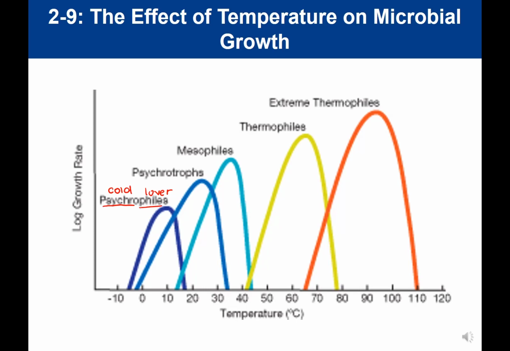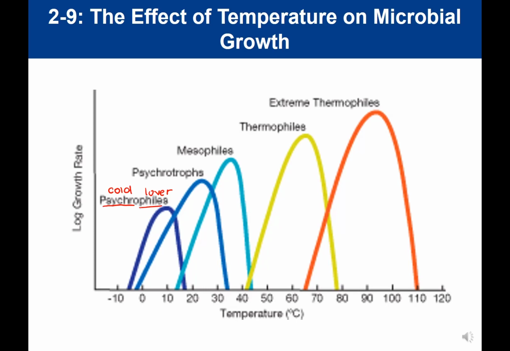And so notice that it grows on the minimum end about -5, so it will grow below freezing. On the maximum, it grows to about 15 or so. And then optimally, it's going to grow best around refrigeration temperatures. And so organisms that would be psychrophiles are actually going to grow at refrigeration temperatures instead of normally being inhibited by them. And so those are our psychrophiles.